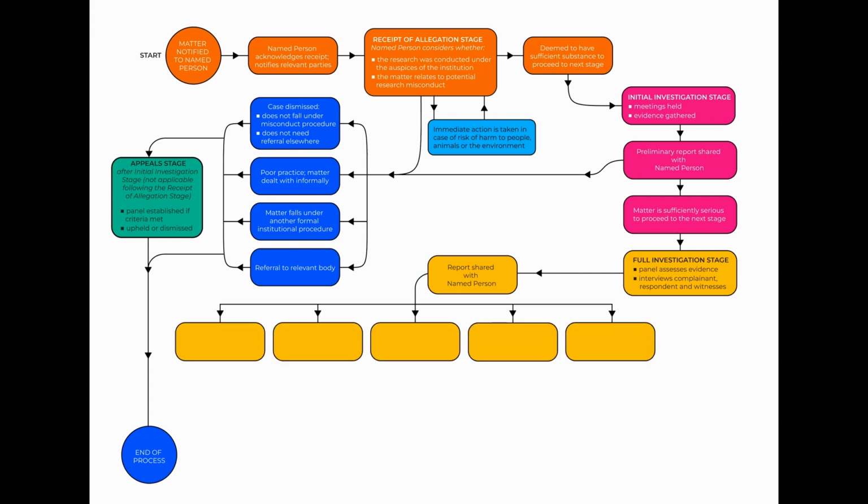There are 5 different outcomes that are very similar to the blue boxes that we discussed earlier following the initial investigation stage. First, an outcome could be that the matter needs to be referred to another formal process or external body. This will then end the process. Second, it may be deemed that the allegations do not have any substance or that they are mistaken.